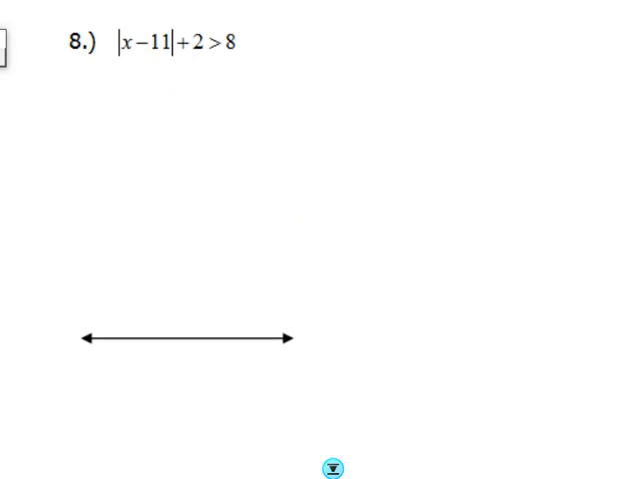All right, here we've got to do a little bit more work. We've got to isolate that absolute value. So we need to subtract 2 first before we break it apart. So 8 minus 2 is 6. All right, now we can break it apart. Is it an and or an or? It's greater, so it's an or. And you must have that word as part of your solution.